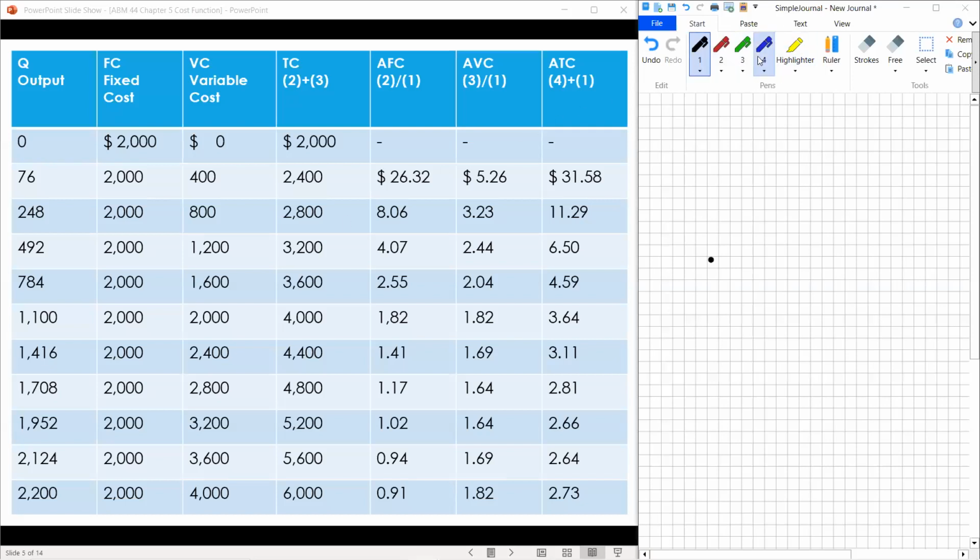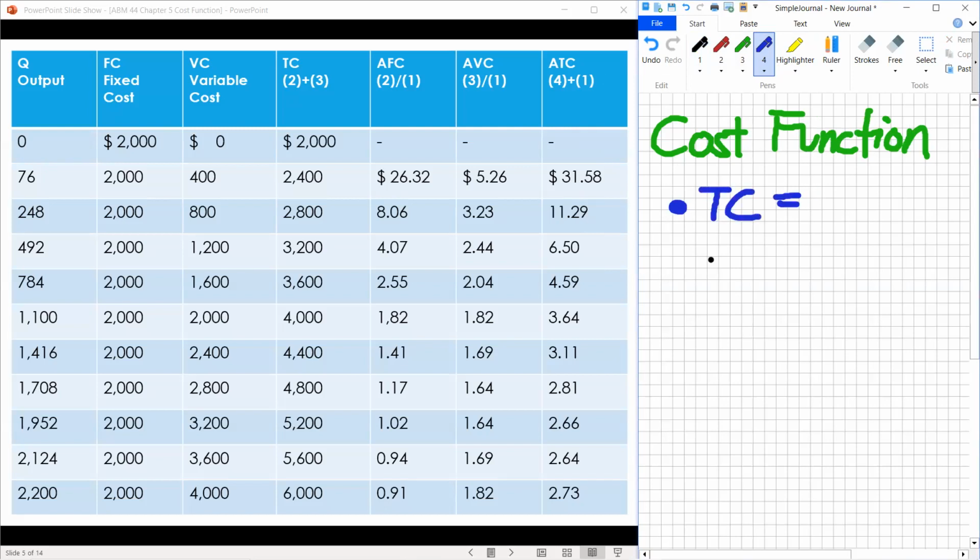So I hope you can see my screen clearly. This is again on the cost function. I'll write down the formulas here.